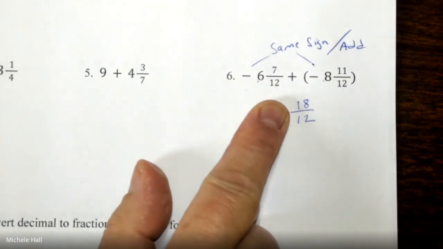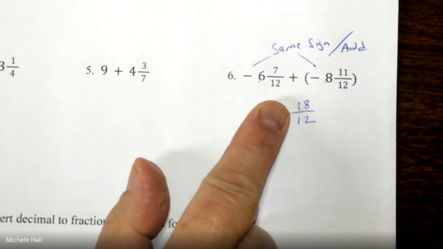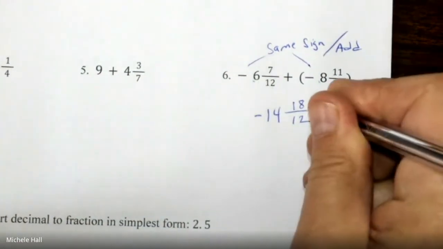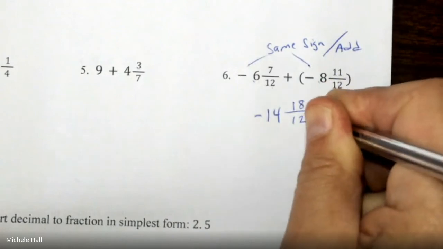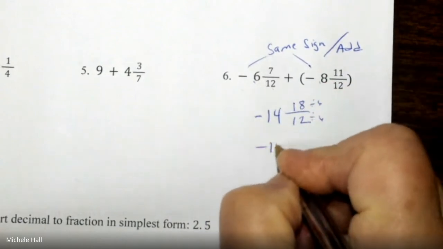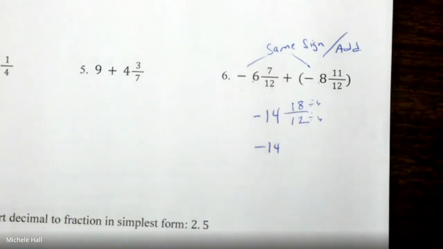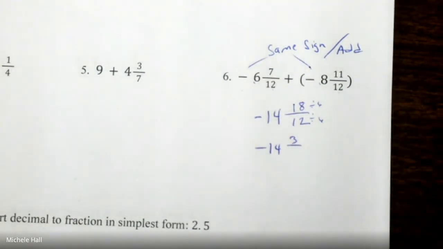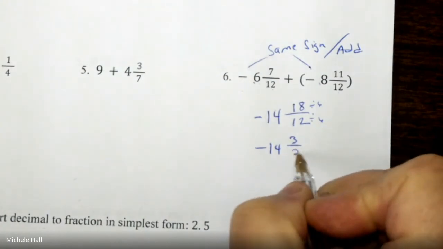What is the greatest common factor for 18 and 12? Because I don't want to keep dividing it. I will if I have to. 6. Very good. So I'm going to divide both of these by 6. So I'm going to divide 6, and I get -14. 18 divided by 6 is 3. 12 divided by 6 is 2.